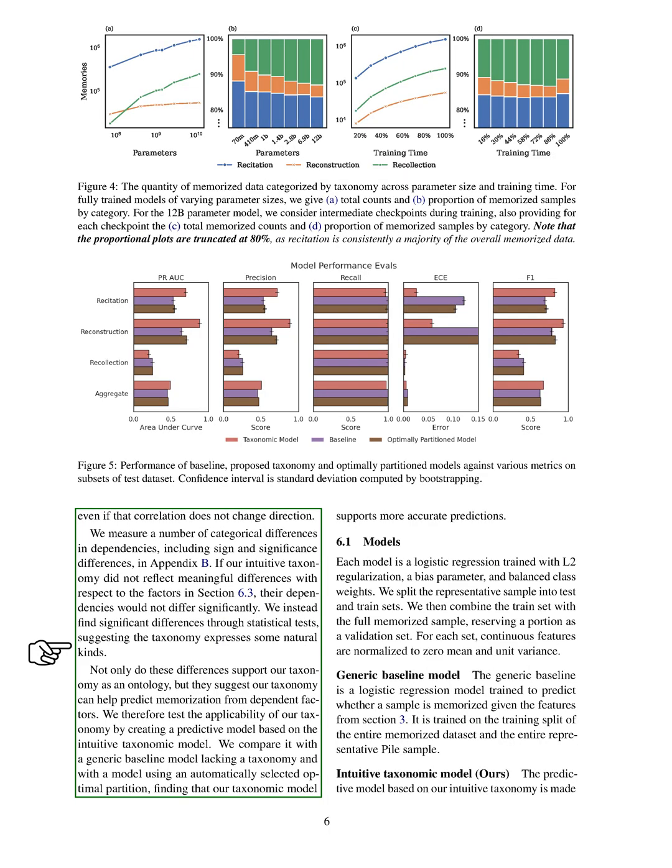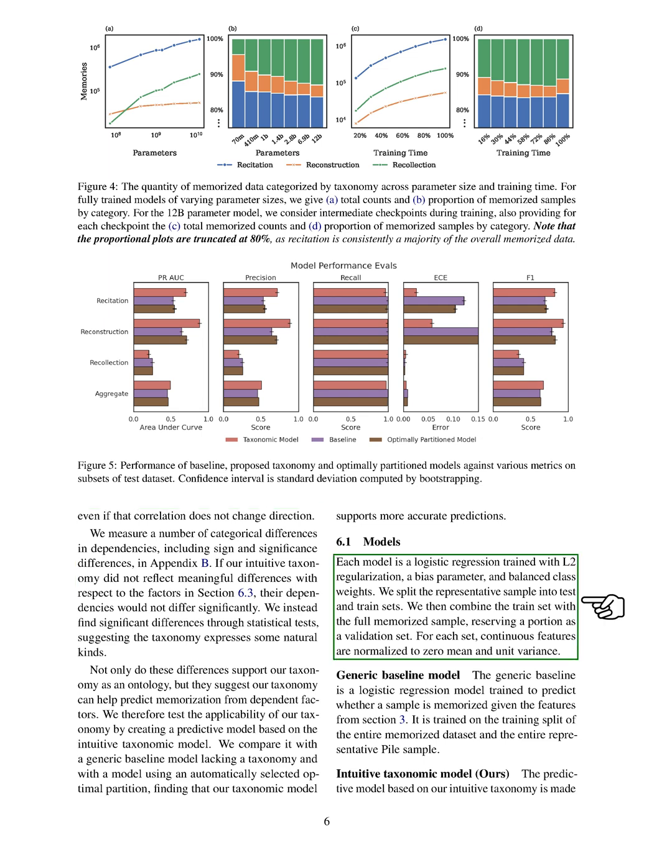Our predictive model, based on this taxonomy, outperforms generic baseline models, showcasing the effectiveness of our approach in understanding and predicting memorization processes. Each model we use is a logistic regression trained with specific parameters and class weights. We split the data into test, train, and validation sets, normalizing features for consistency. The intuitive taxonomic model we develop consists of 3 binary logistic regression models, each trained on a different taxonomic category, demonstrating the effectiveness of our taxonomy in predicting memorization outcomes.